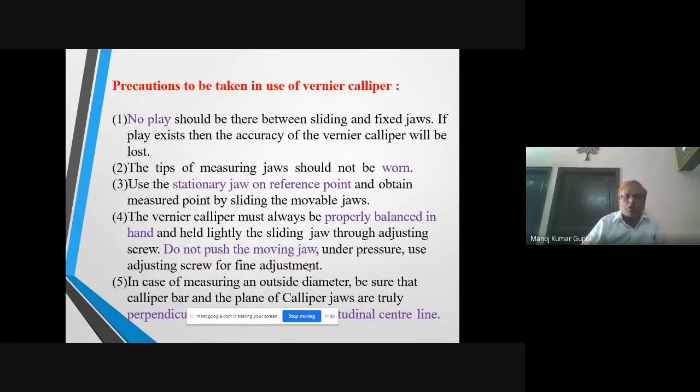And these are the precautions. No play should be there. Jaws should not be worn out. The caliper should be properly balanced in hand. Do not push the moving jaw. These are the precautions which we have to take while measuring dimensions with the help of a vernier caliper.